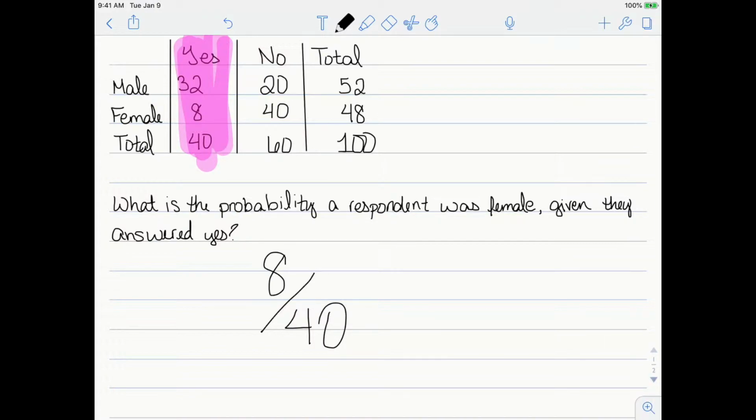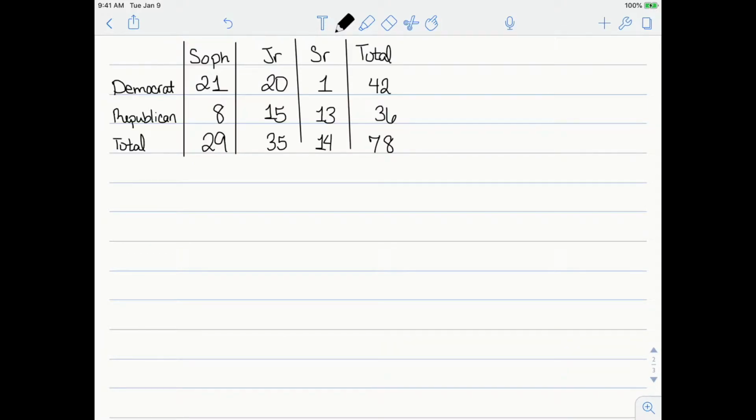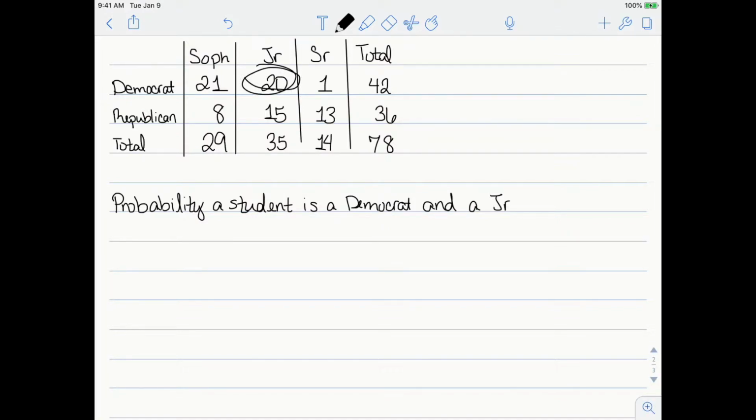Let's look at one more example. Here's another two-way table where we ask students what their year was, whether they were a sophomore, junior, or senior, and whether they were Democratic or Republican. I want to find the probability that the student is a Democrat and a junior. So I'm going to look at both the Democrats and the juniors and see where they overlap. We have 20 out of a total of 78 students.